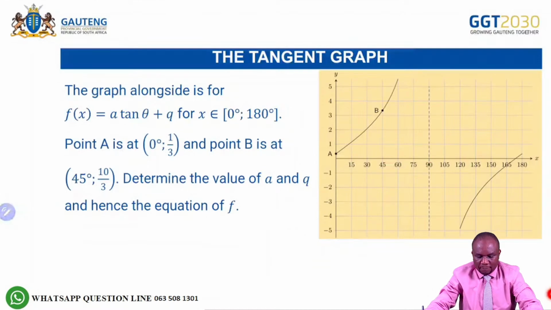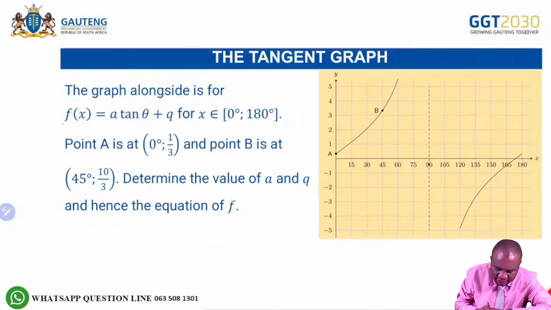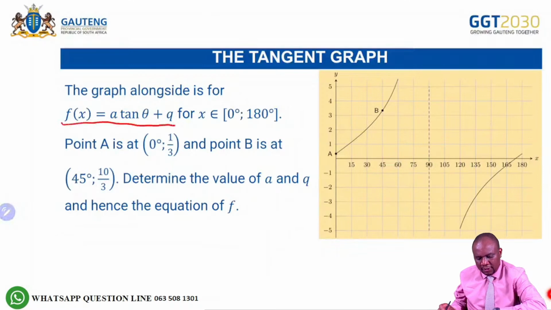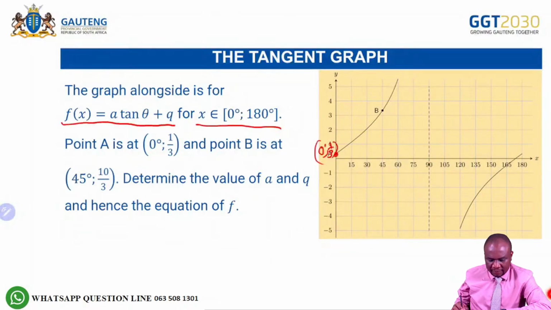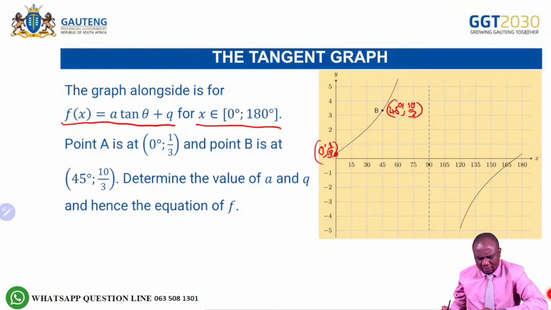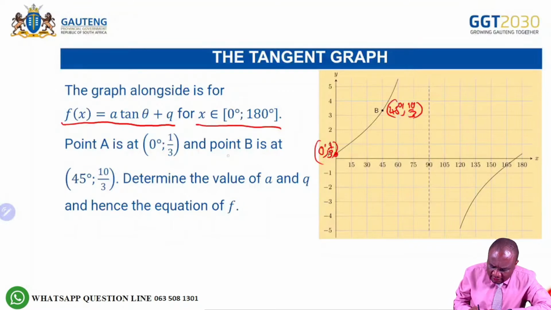Well, welcome back. Now let's do this together. The graph alongside is for f of x is equal to a tan theta plus q for this domain. Right, point A here is 0 and then 1 over 3. 0, 1 over 3. And then point B is 45 degrees, 10 over 3. Right, what can you get from this? Determine the values of a and q.